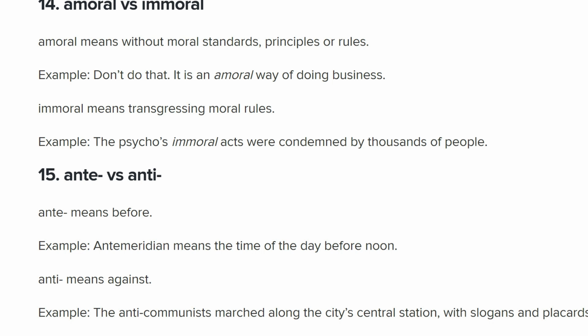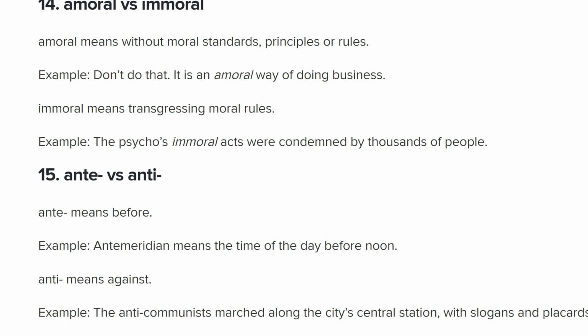Ante versus anti, this is a good one. Ante with an E means before, whereas anti with an I means against. Now, this is a distinction that's not so much useful for the actual words themselves, because they wouldn't really come up on their own, but more for knowing the etymology of hundreds of other words that begin with ante or anti. Ante and anti are pronounced the same. And just knowing that ante with an E means before and anti with an I means against can help you understand at least dozens of other words that you might not initially know.